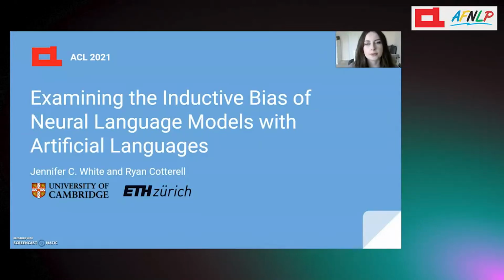Hey, so I'm Jennifer from the University of Cambridge, and I'm going to be talking a little bit about my work with Cotterell, where we used artificial languages to investigate inductive biases of neural language models.